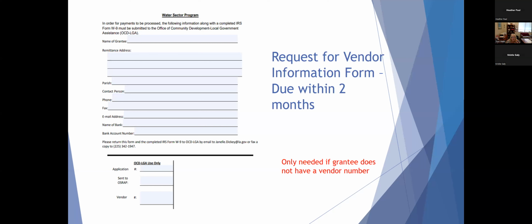And it says on the form that you would complete this form and the W-9, which is the next form we'll look at, and send to our office, and you would email it to janelle.dickey@la.gov, or you can fax it to us to the number that's listed on the form.